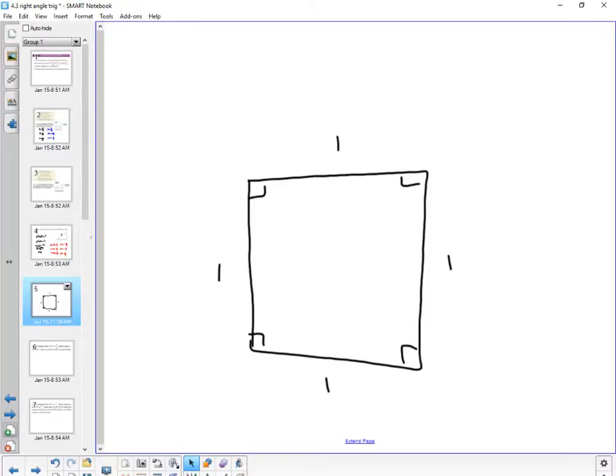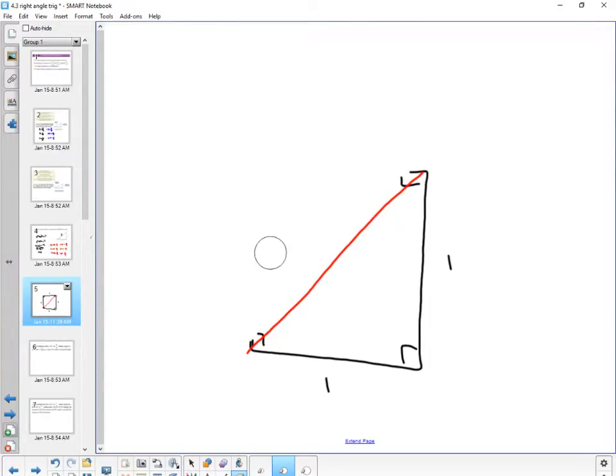Now, I don't want the whole square. I only want half of it. So I'm going to cut it from diagonal to diagonal, and then I'm going to get rid of this piece of it. Gone. Okay? So that's changed some stuff, hasn't it? What is my measure for angle A now? 45. And what's angle B? That's also 45. And what's this long piece? It's square root of 2.